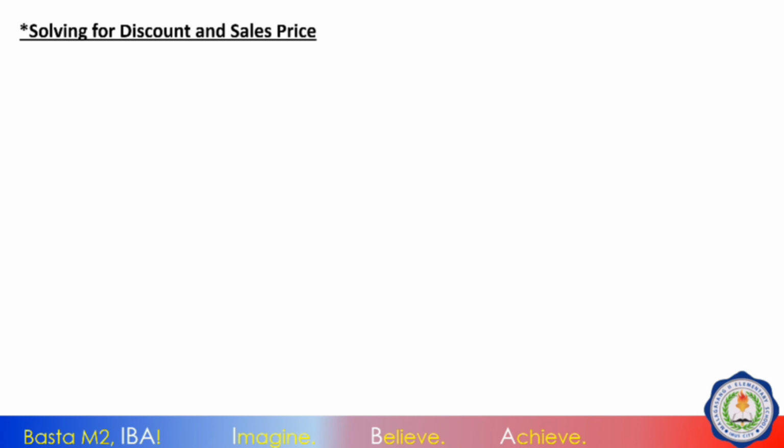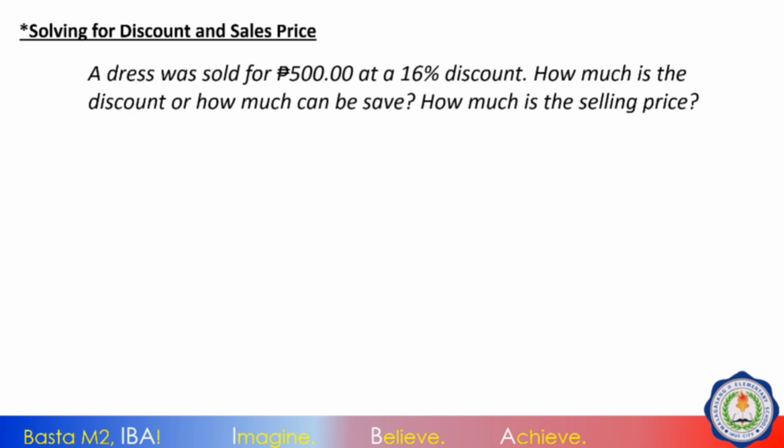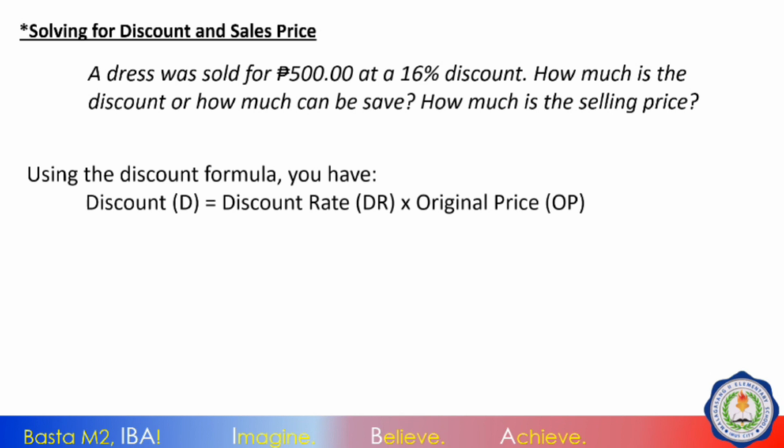Solving for discount and sale price. A dress was sold for 500 pesos at a 16% discount. How much is the discount, or how much can be saved? How much is the selling price? Using the discount formula, you have discount is equal to discount rate times original price, or D is equal to DR times OP.